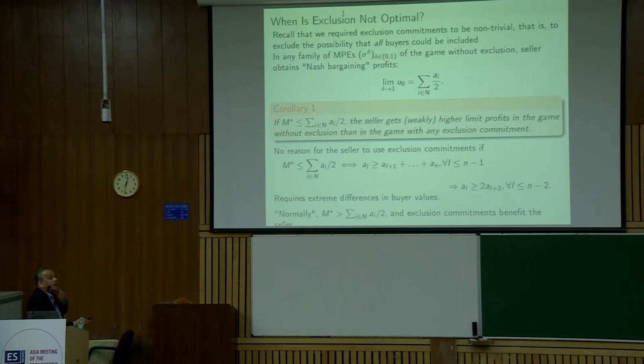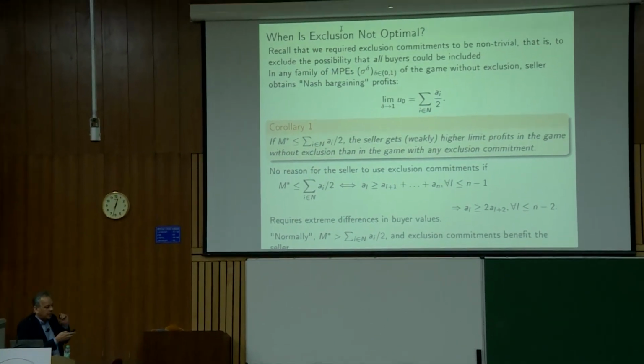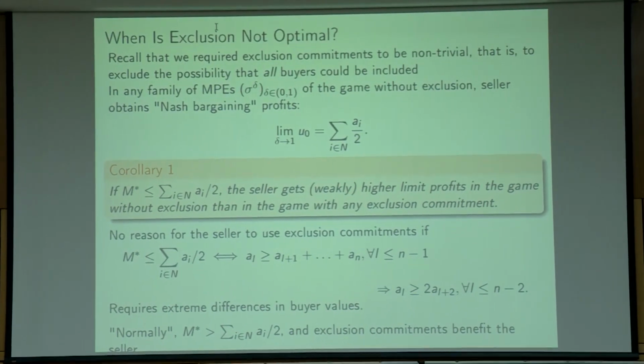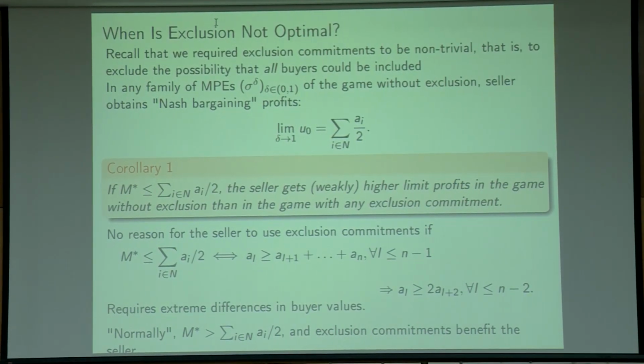Okay, so it is possible that exclusion is not optimal. Remember we defined exclusion to actually be a non-trivial exclusion. You have to exclude someone. It is logically possible that it actually is better to serve the entire market. Okay, so that is a logical possibility. It's not a typical situation because it would require extreme differences between buyer valuations for no exclusion to be optimal. So arguably, typically exclusion is optimal, but just for completeness, I'm mentioning that it's possible.